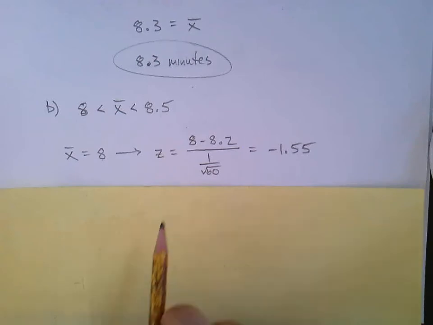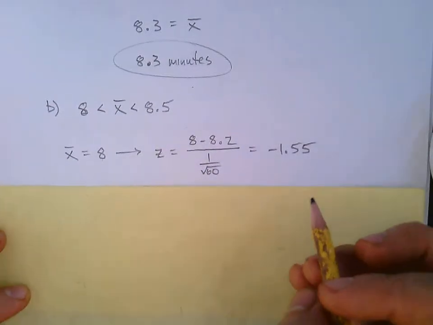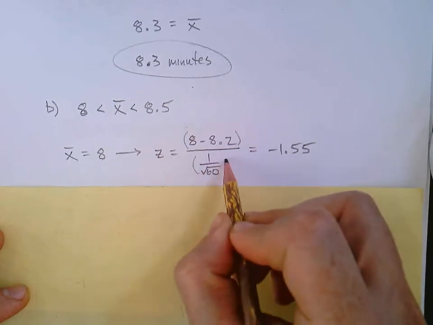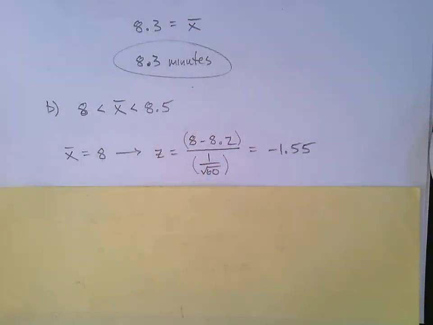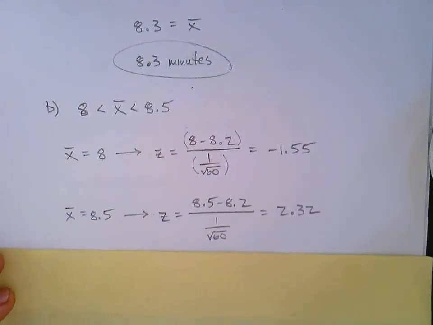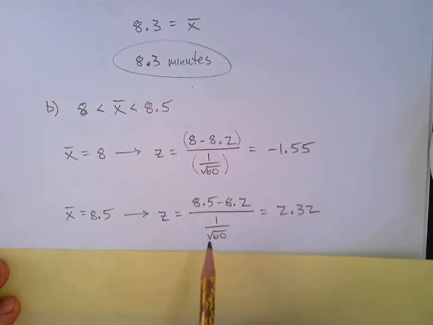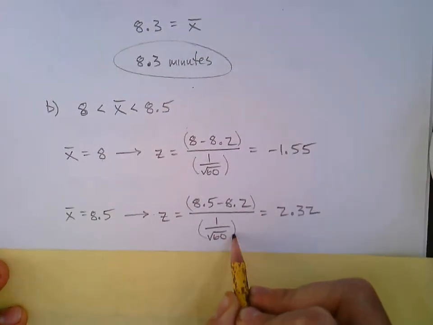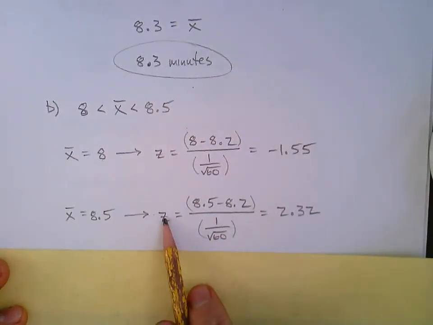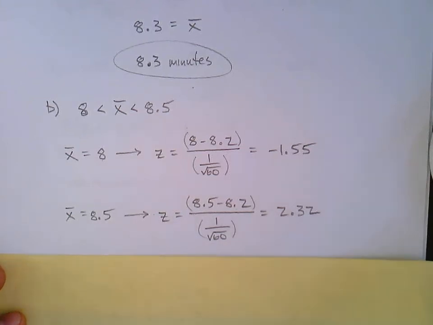Z equals 8 minus 8.2 over 1 over the square root of 60. Grab your calculator and use parentheses, like so, and you will get negative 1.55. Let's find the z-score that goes with the 8.5 right now. Taking X bar as being 8.5, z equals 8.5 minus 8.2 over 1 over the square root of 60, parentheses of course, and you will find that z-score is 2.32.